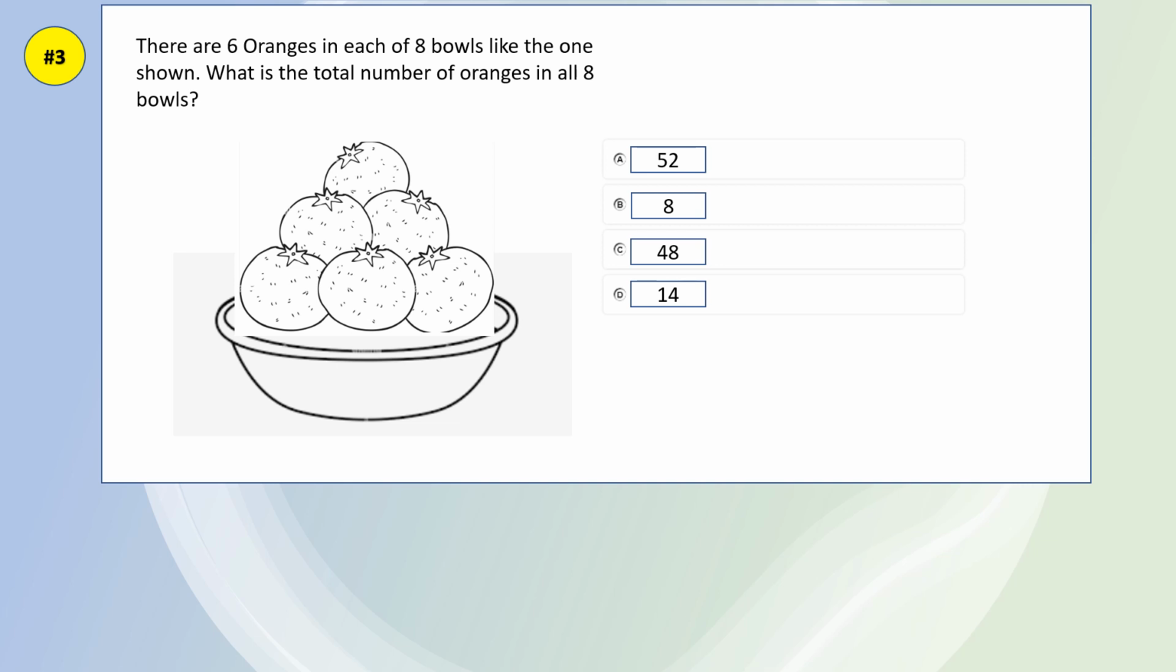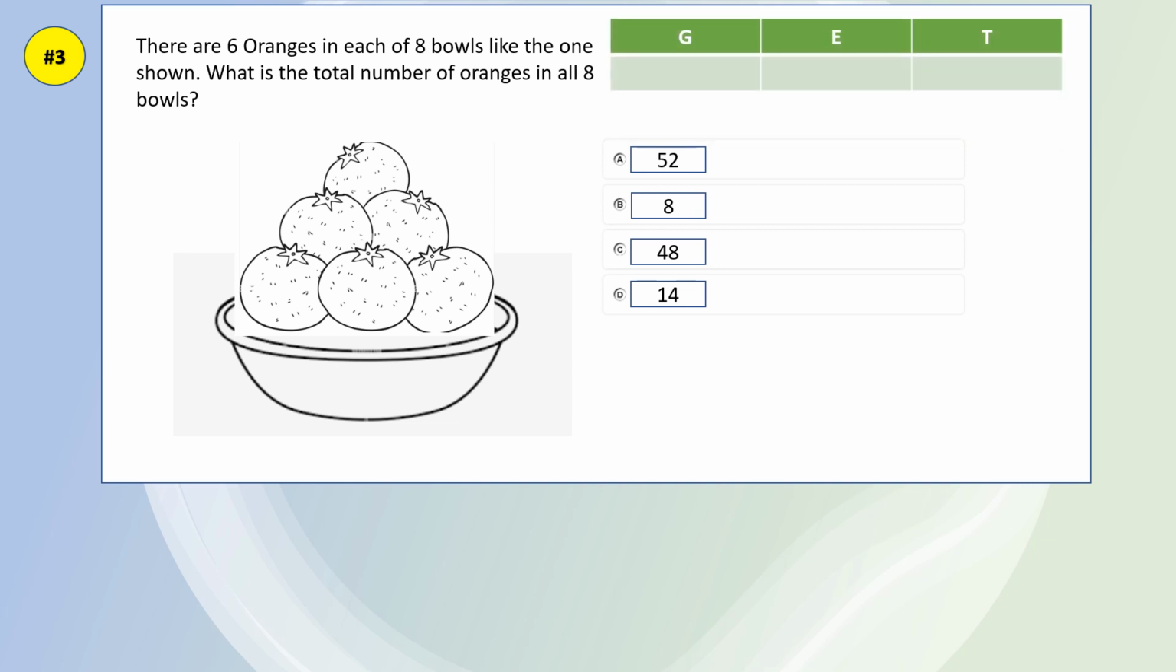Let's take a look at number 3. Number 3 says there are 6 oranges in each of 8 bowls like the one shown. What is the total number of oranges in all 8 bowls? Okay, I see the word each, and I see a model with some oranges in a bowl. It's time for a get chart. That's what I say. It's time for a get chart.